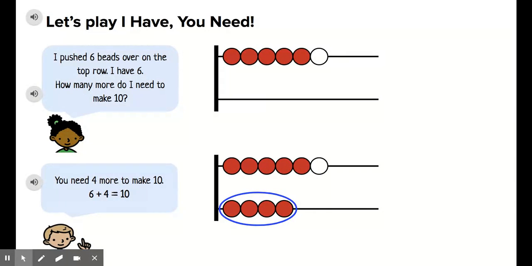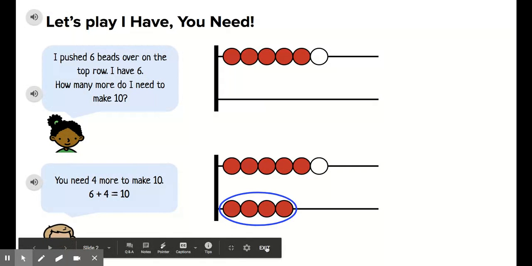So this one says I push 6 beads over on the top row right here. How many more do you need to make 10? So we can use a counting on strategy to figure that out. So you start with 6 and count on until you get 4 more. 6, 7, 8, 9, 10, and that would be 4. So 6 plus 4 equals 10.